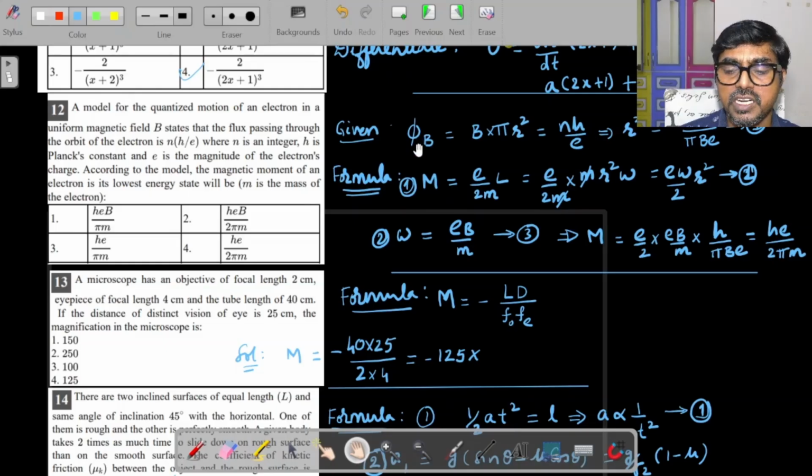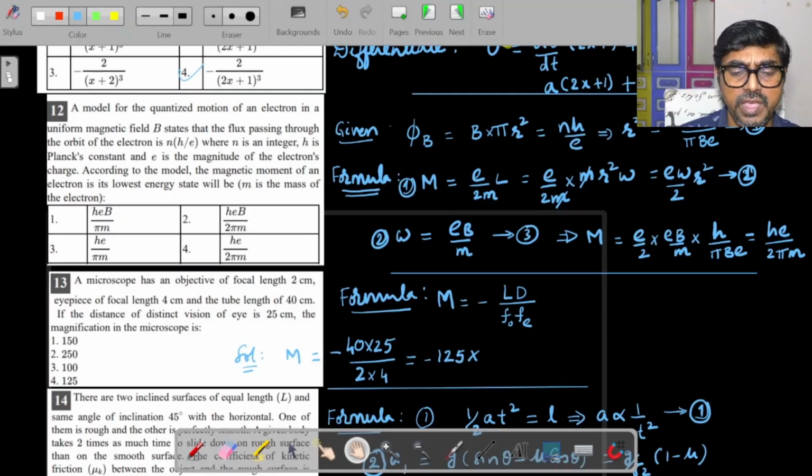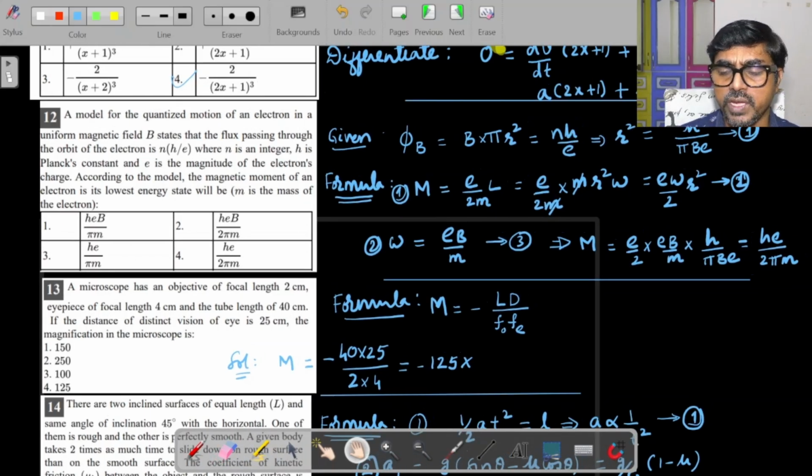So they are saying magnetic flux. Magnetic flux general formula is magnetic field into area. Area is pi r square because it's going in a circular path here because of the uniform magnetic field, and that is said to be equal to nh by e. From there I will calculate r square, keep that aside. And we are supposed to know a certain formula, m equal to e by 2m into L, where m is the magnetic moment. They are asking about magnetic moment only, and the lowest energy state, meaning n equal to 1, they are taking. So m equal to e by 2m into L is something that you are supposed to know.